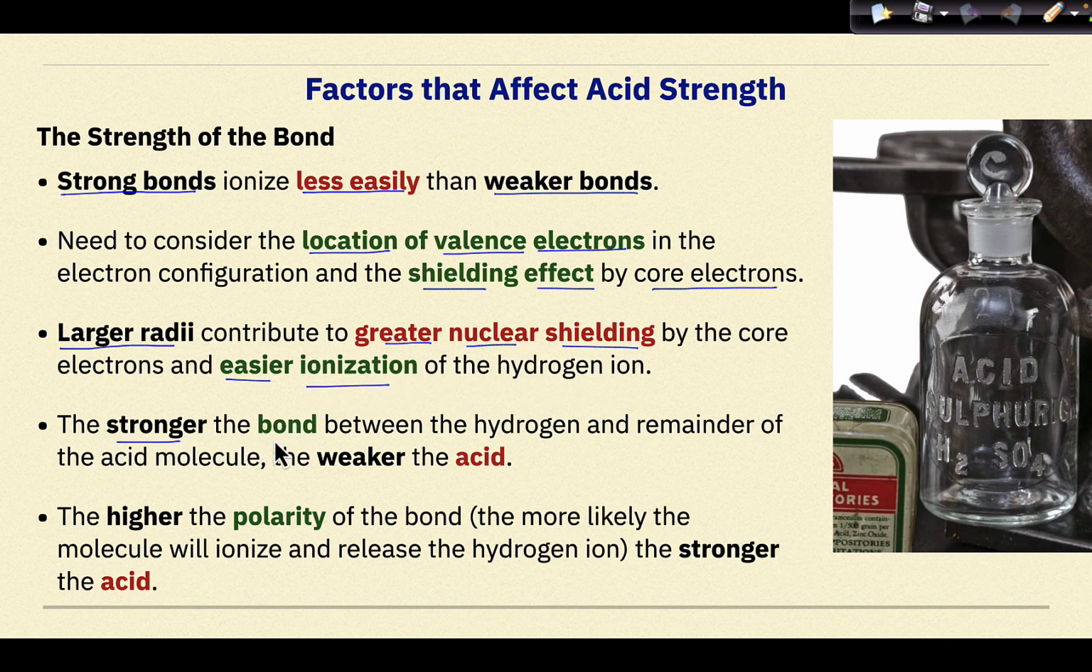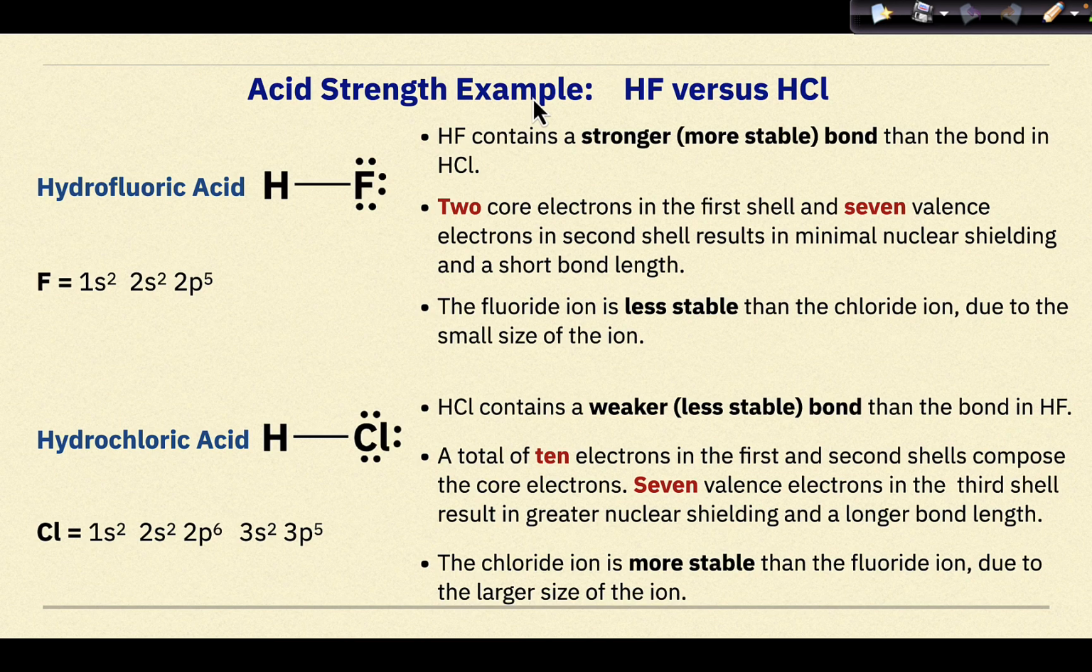The stronger the bond between the hydrogen and the remainder of the acid molecule, the weaker the acid. The higher the polarity of the bond, in other words, the more likely the molecule will ionize and release the hydrogen ion, the stronger the acid. Acid strength example, HF versus HCl.